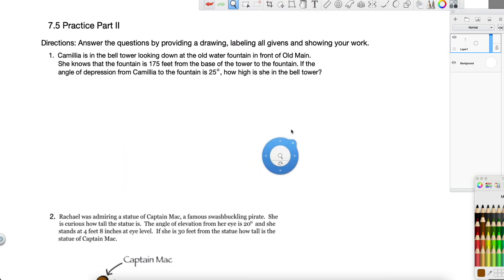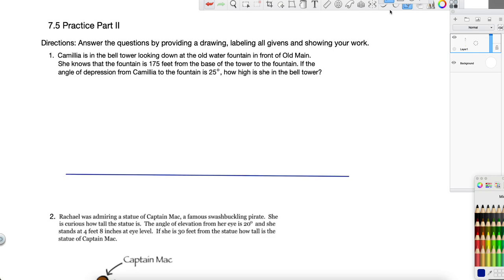Camilla is in the bell tower looking down at the old water fountain in front of Old Main. She knows the fountain is 175 feet from the base of the tower to the fountain. Well, I wrote the problem, I should know it. So here's the bell tower.